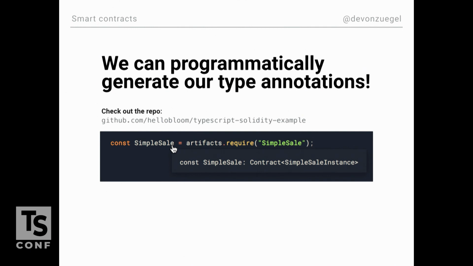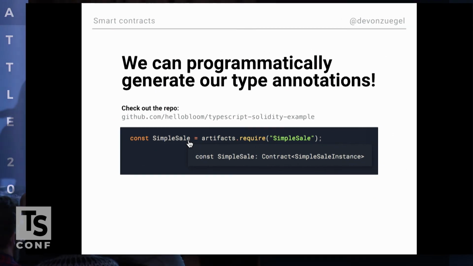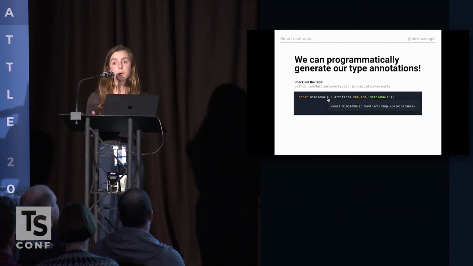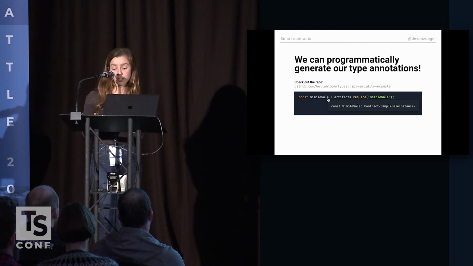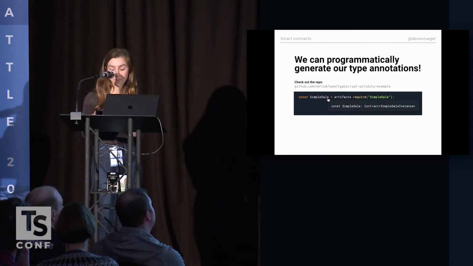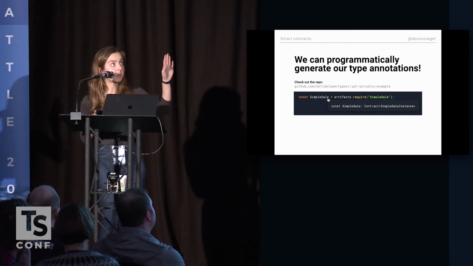So this is all great news. We can use TypeScript to catch mistakes that are expensive and embarrassing. But as I mentioned before, it's kind of annoying to write your own definitions files. Everyone knows this. It's sort of the annoying part of TypeScript. You don't want to have to write them yourself. The good news is that because our ABIs are very well structured, we can programmatically generate our type annotations from them.